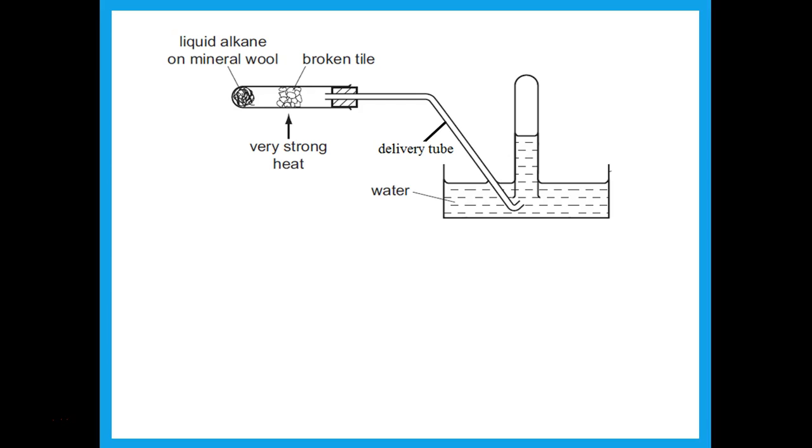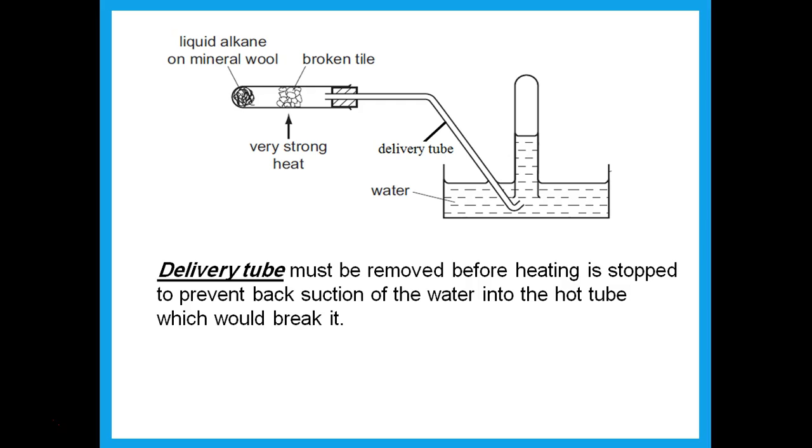In some cases, we say we use mineral wool and we're heating this liquid. Now the delivery tube is going into water, so if I stop the heating, this delivery tube will allow the water to suck back into the tube that I was heating. So a precaution in this case would be, if I'm trying to stop heating, I shouldn't stop heating with the delivery tube still inside the water. I have to remove the delivery tube first, then I stop the heating in order to prevent the back suction of water into that hot tube, which would break it.